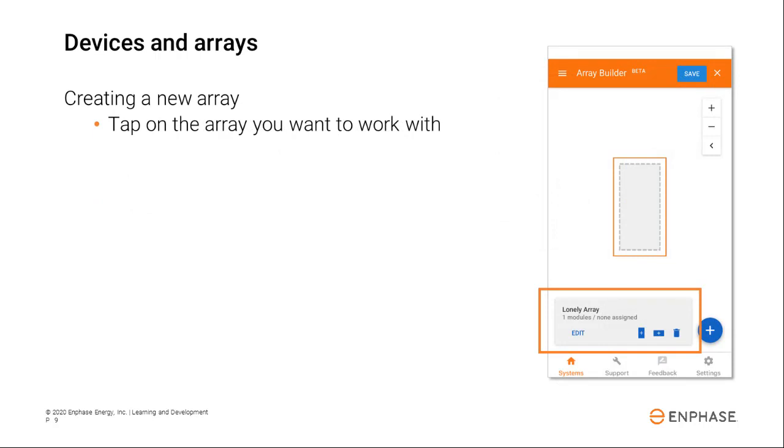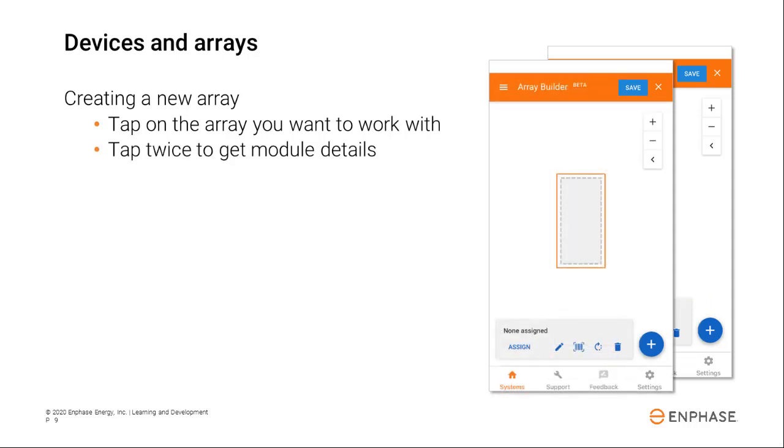Tapping once on a module within the array will highlight the array and provide you with the array name and the ability to rename the array or edit the details of the array. Tapping a module inside the array will give you options for that specific module. You can rotate a module's orientation from within the array.